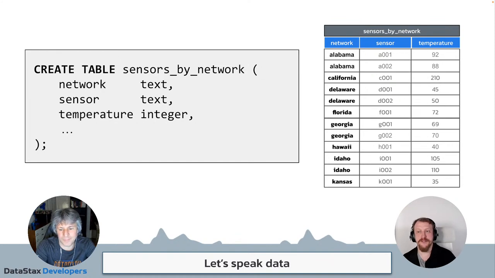We will speak about multiple sensors, measuring temperature and sending this result to our database. So in Cassandra, we work with tables, and that is create table sensor by network, which will have network name, like state, for example, or area or factory this sensor is deployed. Then sensor ID and temperature, current temperature. Why integer? It must actually be float, I guess, but okay, let's say integer. So that is the table we are going to work with.